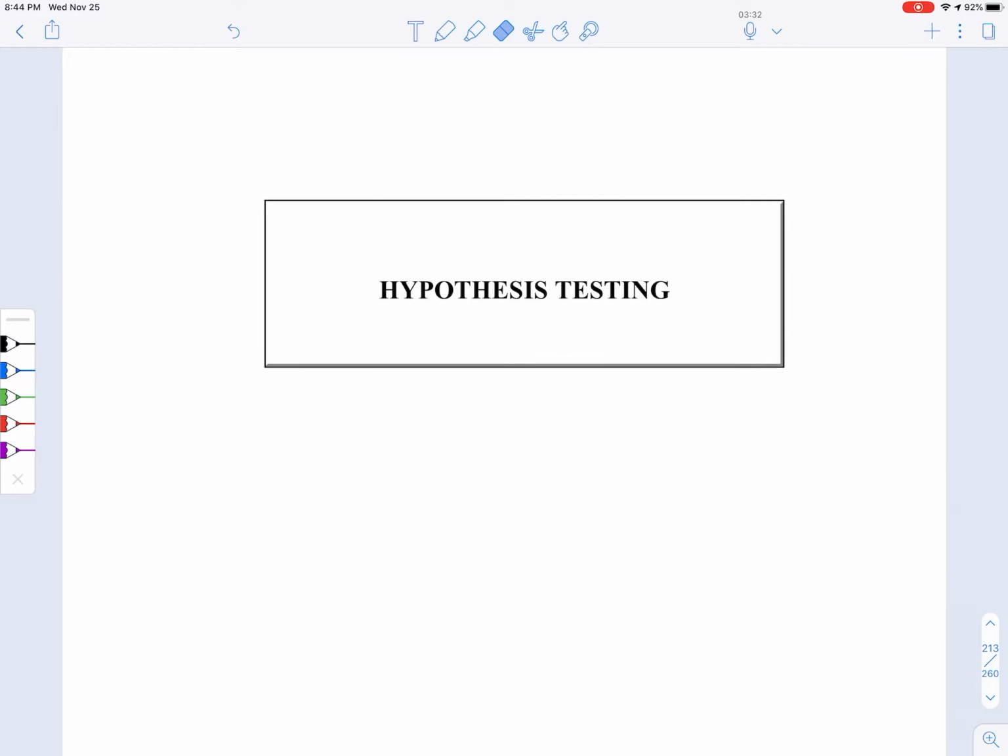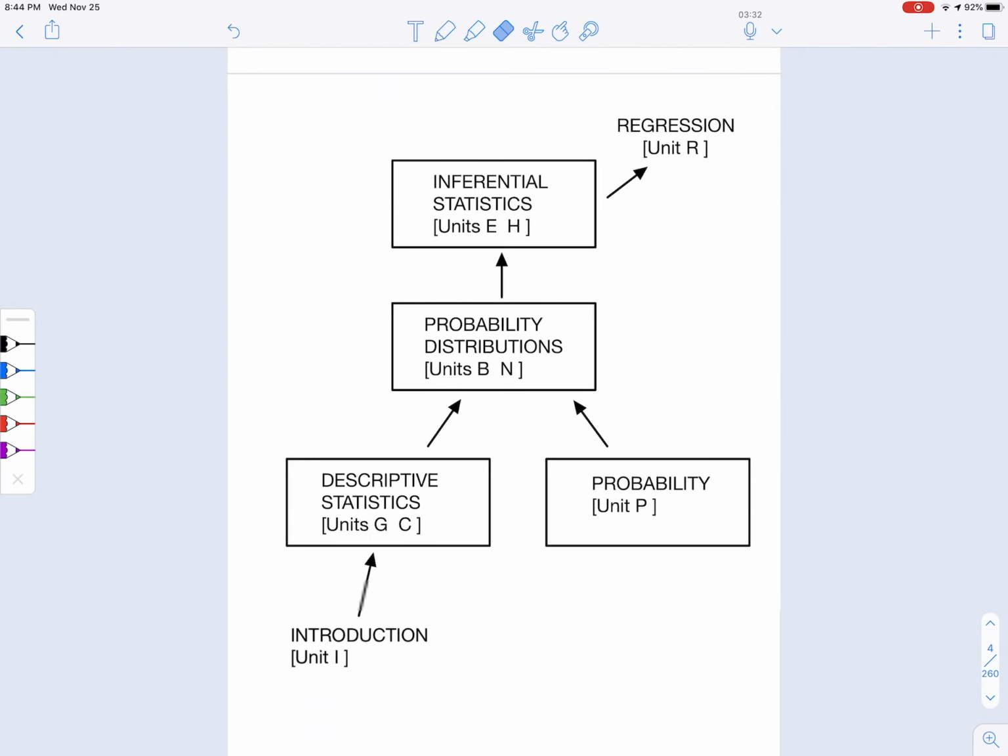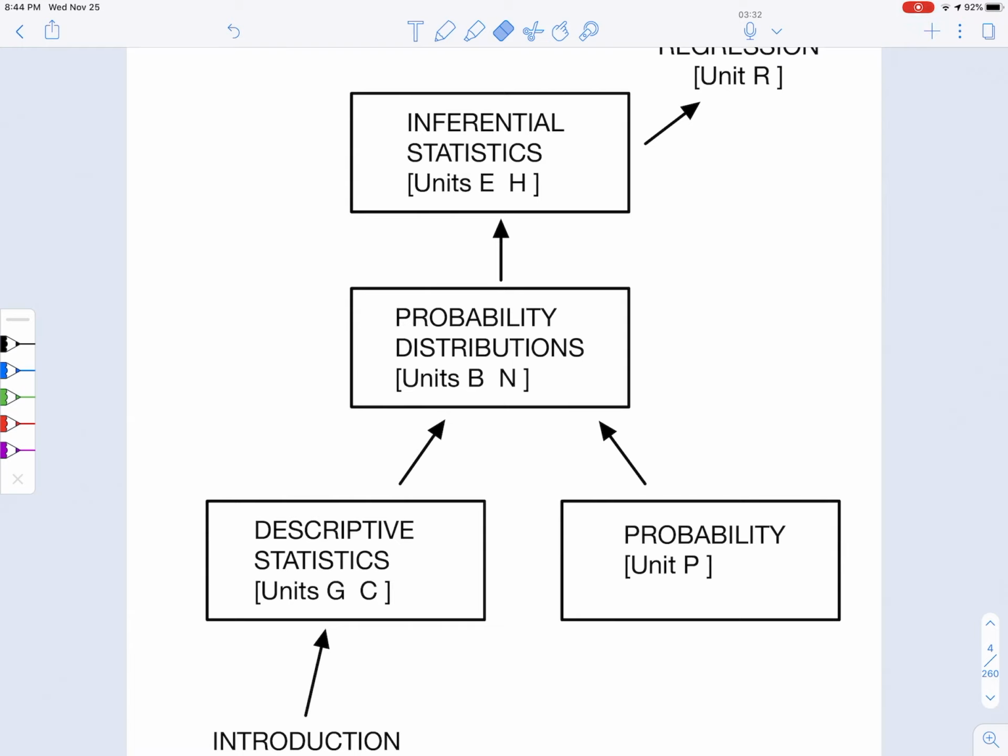Ladies and gents, we have come to the pinnacle of the course. Everything leads up to hypothesis testing. Let's take a look at the big flow chart here and take a look at where we're at.